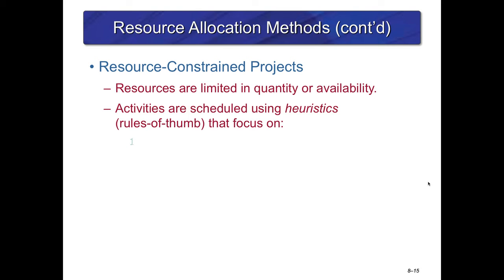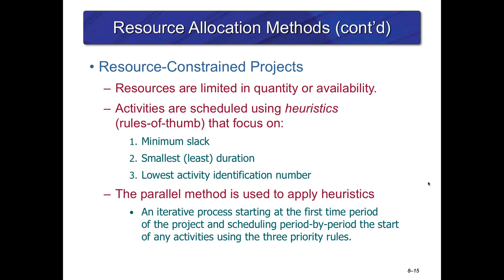All right. Last slide for the day is resource constrained projects, which are limited in quantity or availability. This happens when you have limited quantities or availabilities, right? You don't have enough concrete, you don't have enough steel, you don't have enough respirators. And so because of that, you have to come up with another plan. Usually you come up with what's called heuristics or rules of thumb, right? So here's what you look at. You look at the ones that have the minimum slack, the least duration, and the lowest activity number, right? So what do I mean by that?